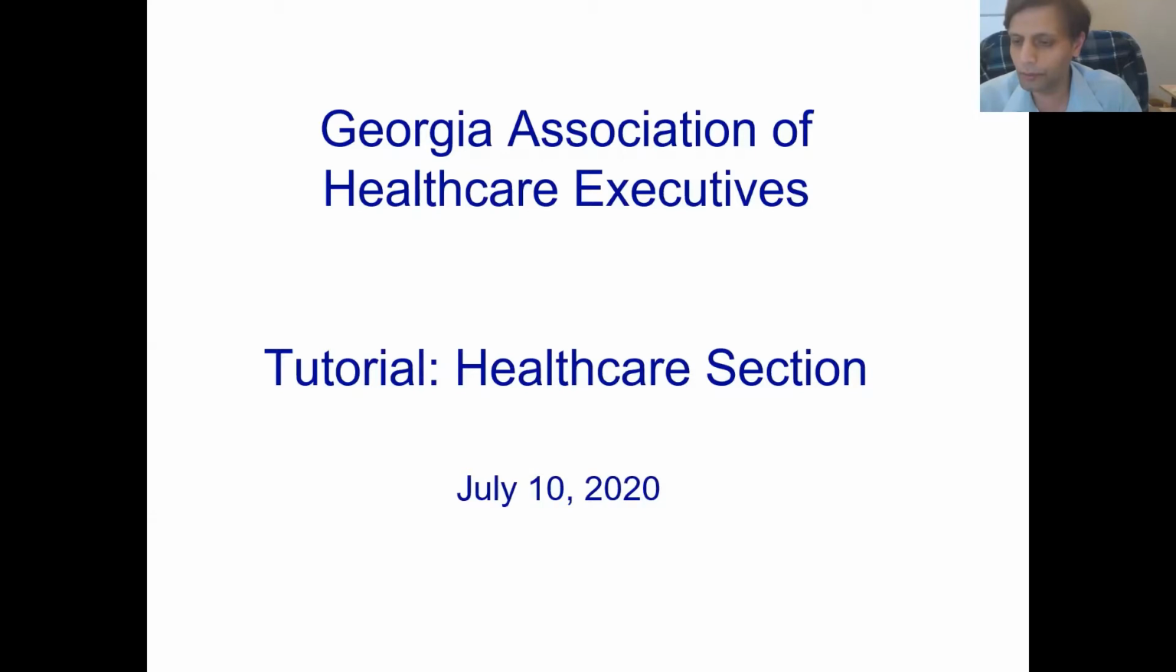Zoom has updated the app, and there is a new feature available to us now. If all of you want to click on the button which says participants, it will show a list of participants. Once you are there, on the bottom right-hand corner of the participants window, you will see a button which says raise your hand. If any of you have a question, you can raise your hand now.